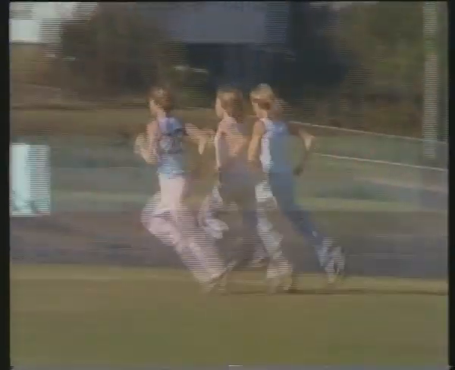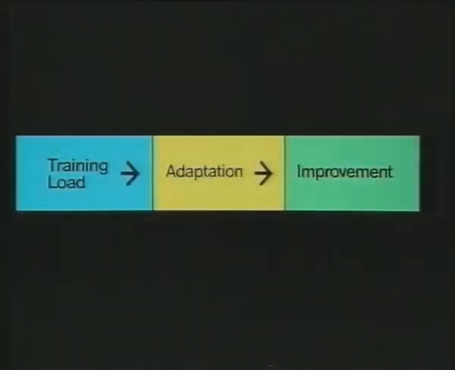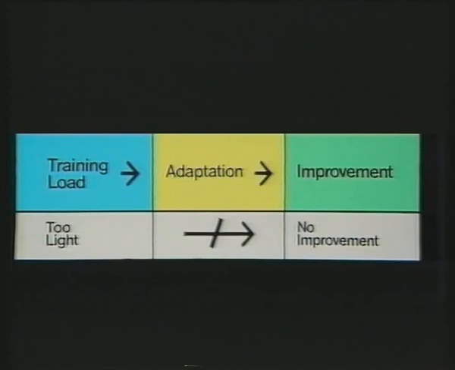Correct training over even a few weeks produces a marked improvement in performance. This is achieved by the modification or adaptation of the body systems to meet the demands of the training load. However, adaptation will only occur if the training load is of the correct intensity. If the training load is only a little greater than everyday activity, it will be too light to produce adaptation, and there will be no significant increase in performance.